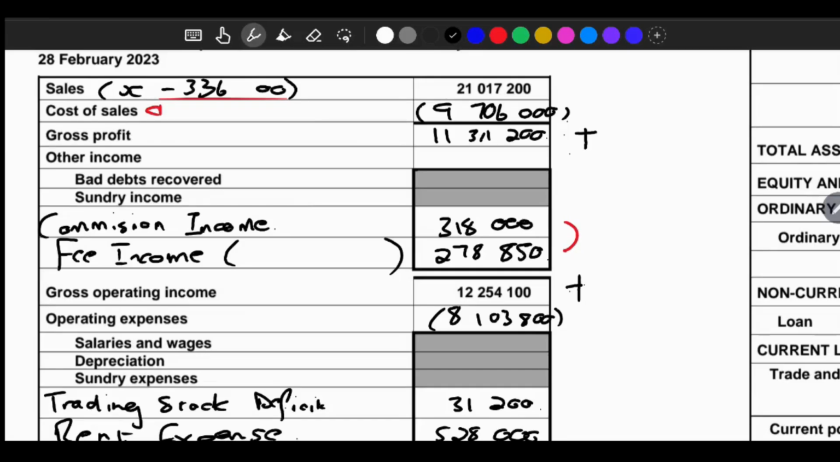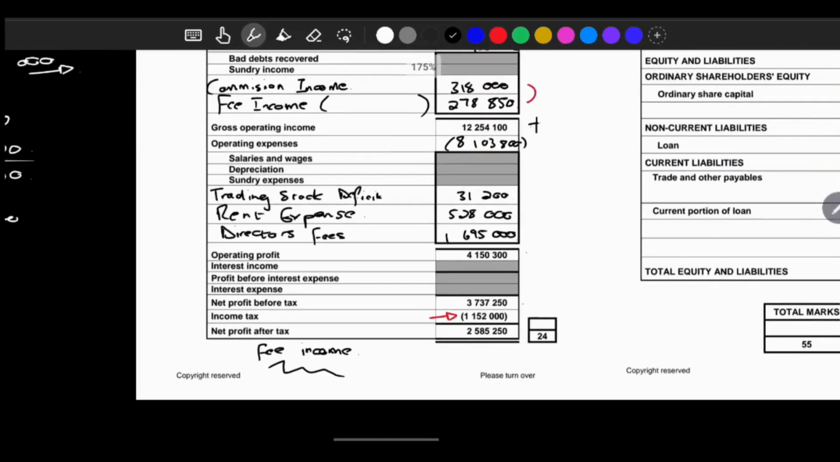12,254,100 minus 11,311,200, and that gives us 942,900. And just like that, you have answered your income statement and you got your full 24 marks.